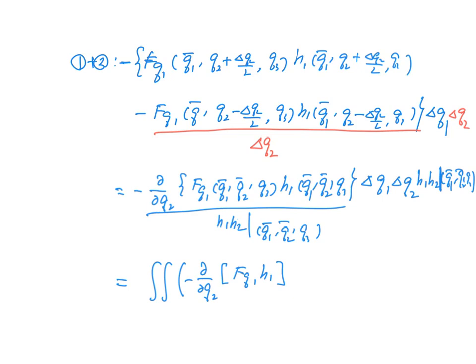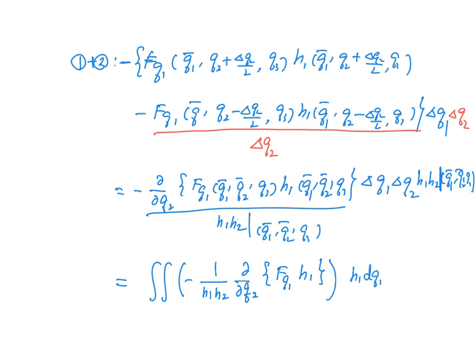Sorry, I think I need a little bit more space. So minus over H1 H2, partial Q2 partial F_Q1 H1. This is H1 dQ1, H2 dQ2, which is dS.